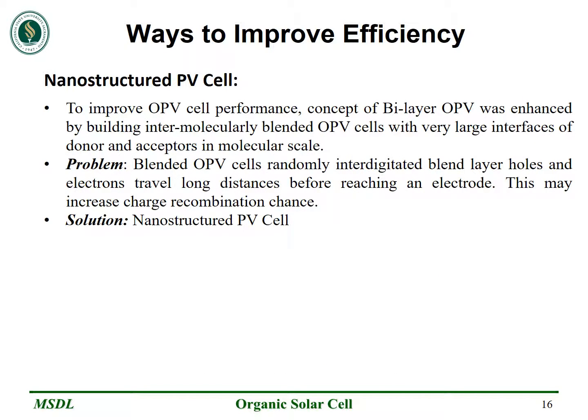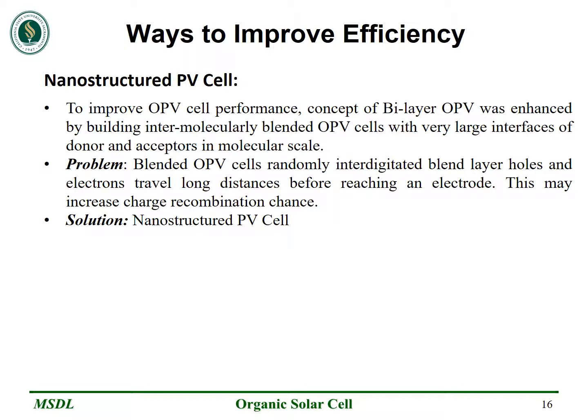To improve OPV cell performance, the concept of bilayer OPV was enhanced by building an intermolecularly blended OPV cell with very large interface of donor and acceptors in molecular scale. What is the problem? Blended OPV cell has randomly interdigitated blend layers of holes and electrons which travel long distances before reaching an electrode. This may increase charge recombination chances. Solution to this problem is nanostructured PV cell. This overcomes the charge recombination problem of the blend OPV cell and maintains efficient exciton dissociation.